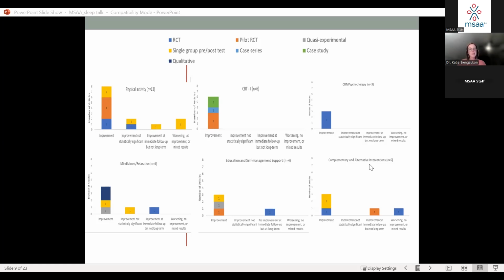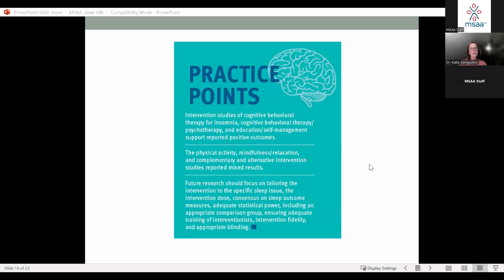So if we take all of this together, here's the take-home point from that article that we proposed: interventions that used either cognitive behavioral therapy for insomnia or the more broad umbrella term of cognitive behavioral therapy or psychotherapy, as well as education and self-management, did tend to have positive outcomes, whereas those studies that looked at physical activity as a behavioral intervention or looked at mindfulness and relaxation or other complementary and alternative interventions tended to have mixed results. And I want to really emphasize, though, that in the general population, we do see that physical activity as well as mindfulness and relaxation can be very beneficial. Again, in the typical population, we just don't have strong enough evidence for people with multiple sclerosis at this time.